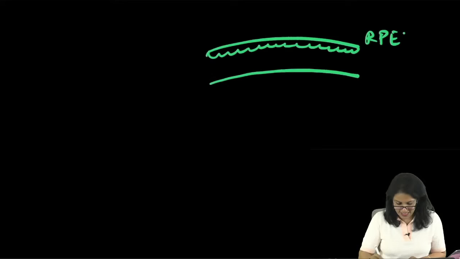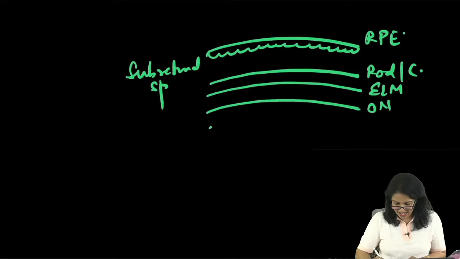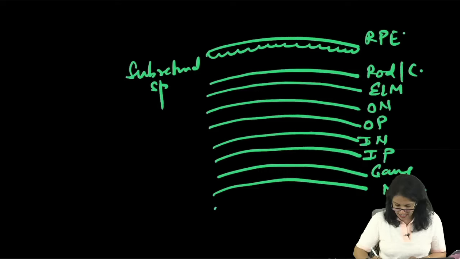And after this gap, every line is a layer. This is a layer of rods and cones. Then comes your external limiting membrane. Then comes your outer nuclear, outer plexiform. Then comes your inner nuclear, inner plexiform. Then, ganglion cell layer. Then nerve fiber layer. And finally, internal limiting membrane. These are the 10 layers.